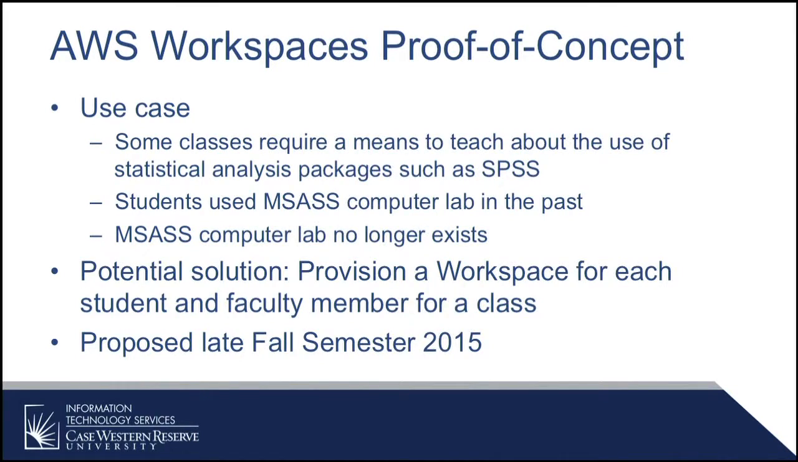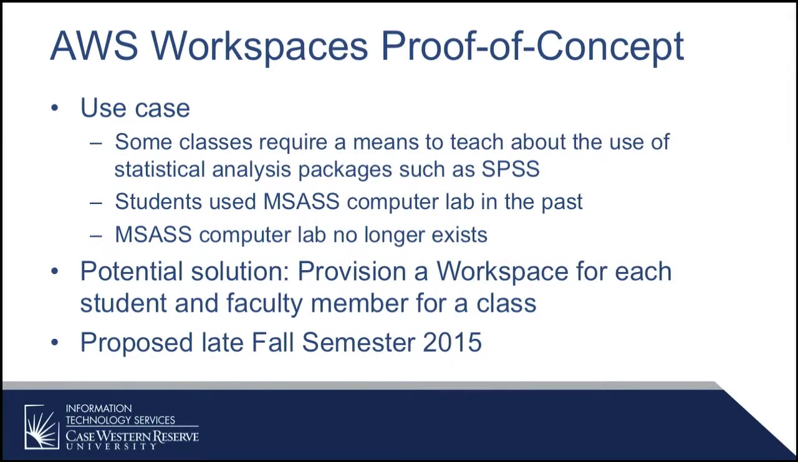So last fall, we started to look at Amazon Web Services Workspaces and try to decide whether these things would be usable here on campus. And we had the School of Applied Social Sciences approach us about a problem that they had. They have a computer lab in their building, and their building was being remodeled, and so the computer lab no longer exists. And so they were in a quandary about how to provide access to students for the statistical analysis packages that they teach in some of their courses.